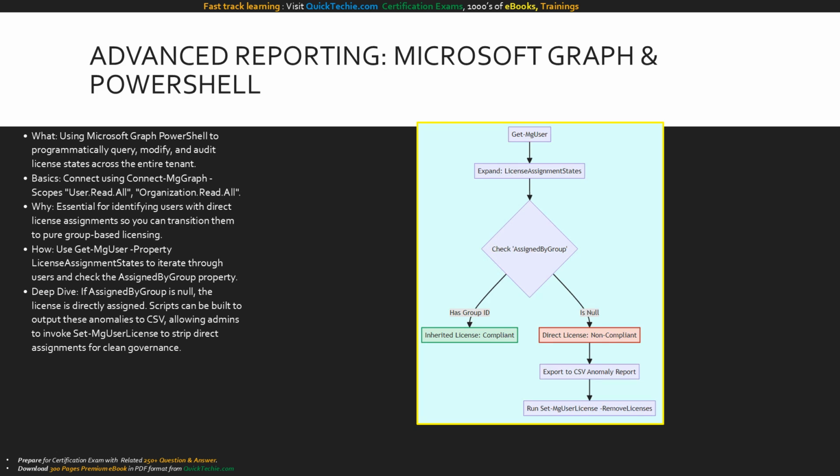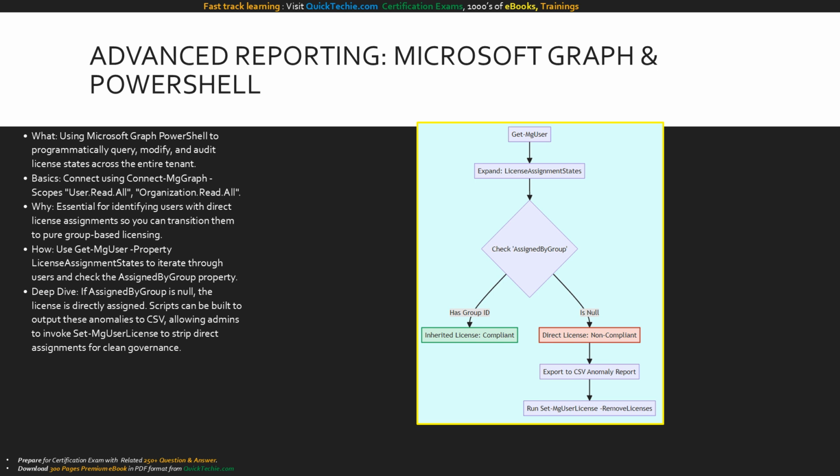To conclude our masterclass, we must look at advanced management. While the M365 Admin Center is great for visuals, enterprise engineers rely on Microsoft Graph PowerShell. You use this to programmatically query and modify your entire tenant. One of the most important administrative tasks you will face is migrating a legacy tenant from messy, direct license assignments to clean, group-based licensing. How do you find the direct assignments?